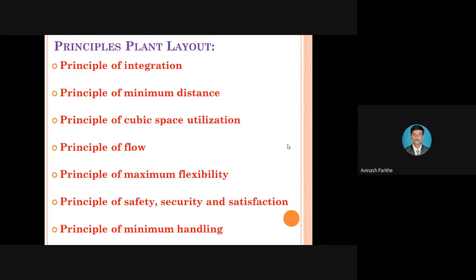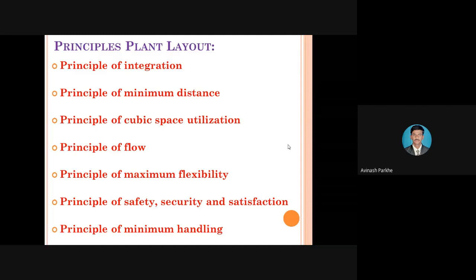And if the proper utilization of the space is not taking place, there may be a possibility of accidents. At one location only machines are there, at one location only raw material is there, at one location only the finished products are there. Due to that particular situation, there may be a possibility of accidents happening in the industry. So in order to avoid that situation, we have to use this third principle, which is called the principle of cubic space utilization.